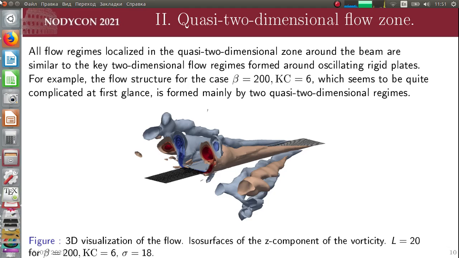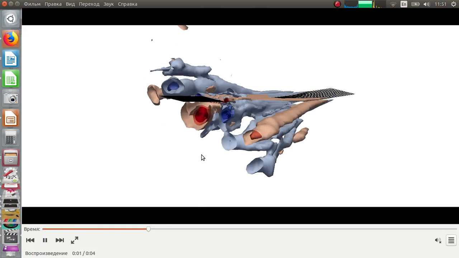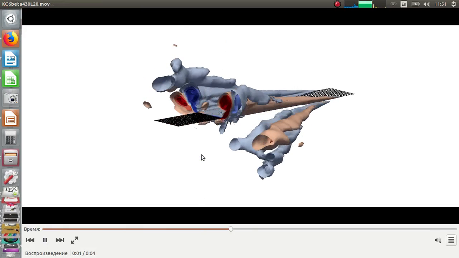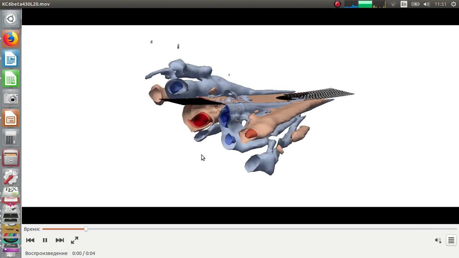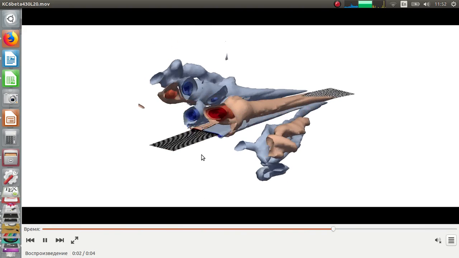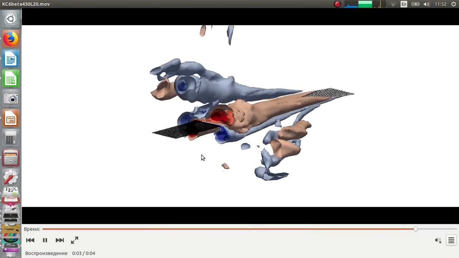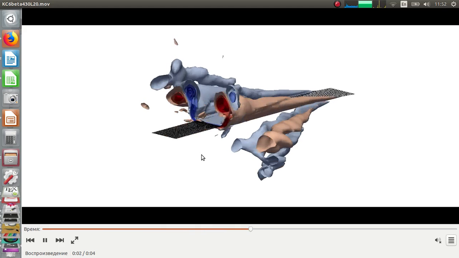All regions localized in the quasi-two-dimensional zone around the beam are similar to the key two-dimensional flow regions formed around oscillating rigid plates. For example, let's look at the flow structure for the case beta equals 200 and Kc equals 6, which seems to be quite complicated at first glance. In fact, it is formed mainly by two quasi-two-dimensional regimes.